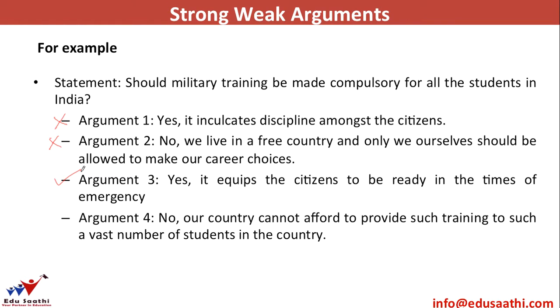The fourth argument says, no, our country cannot afford to provide such training to such a vast number of students. Now, we're not mentioning the timeline. Might be that the financial outlook was studied 5 or 6 years before this statement was passed that military training should be compulsory. Or it might be that we're not aware of the current financial condition of India. Thus, we cannot directly say that this argument is strong because we are unaware of the current economic status of India. Thus, this argument is weak. Based on our discussion, argument 3 is the only strong argument and the other 3 arguments are weak.